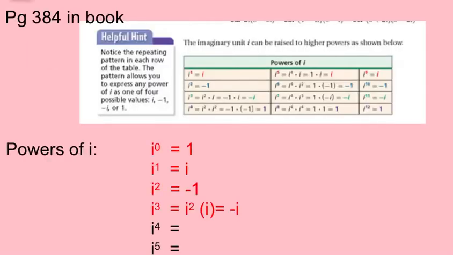This video is on the powers of i. I did pull this from page 34 in the Algebra 2 book. I think it does a great job of going through the pattern. I want to talk it through with you.